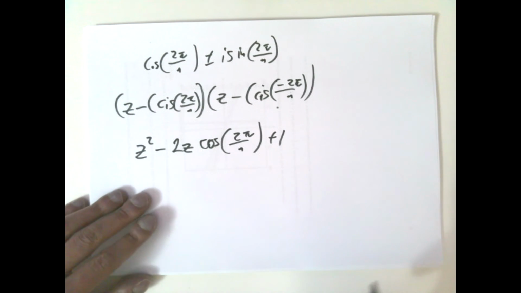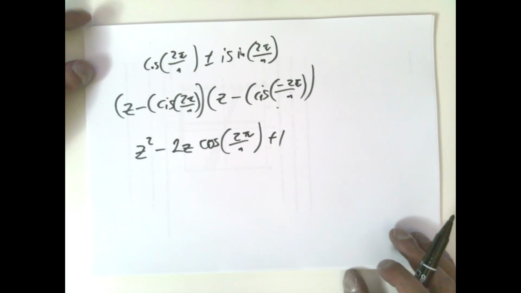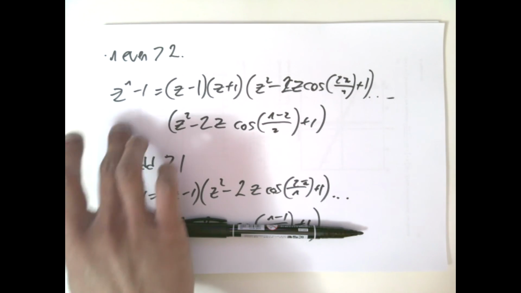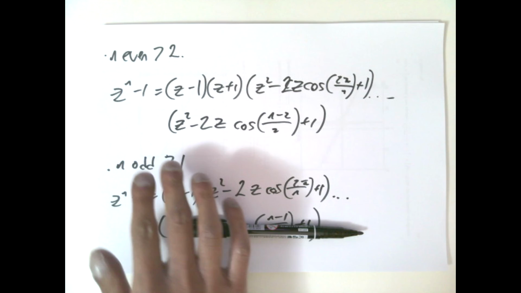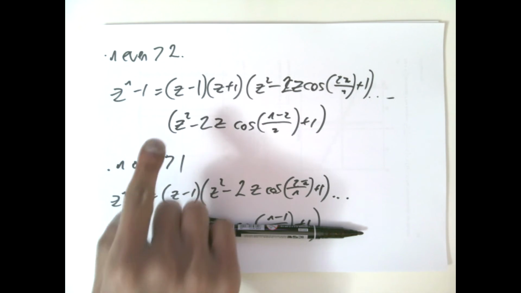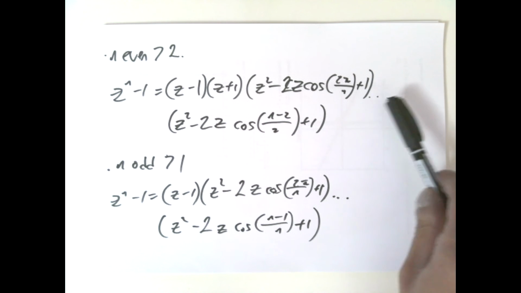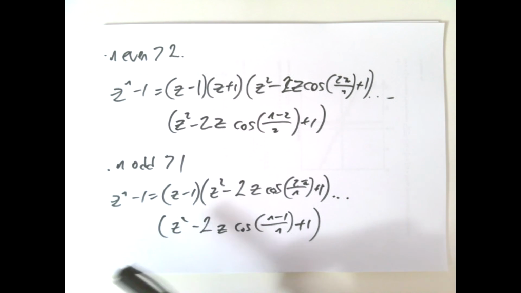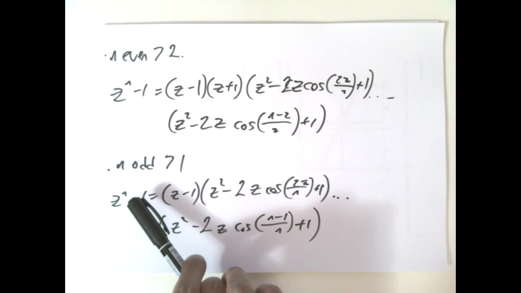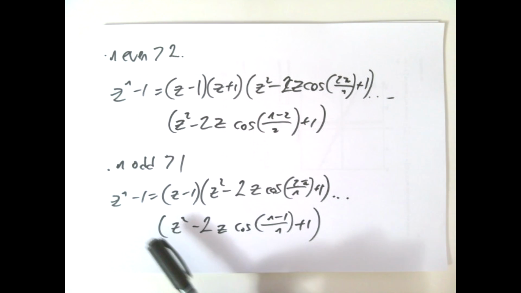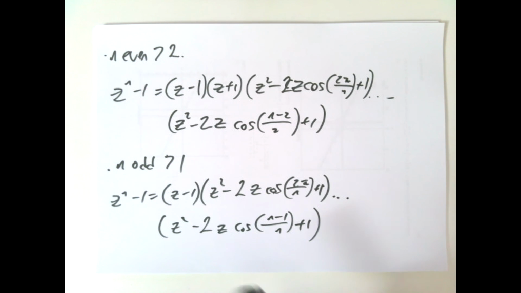So again, we get two possible situations. The two situations being when n is even and greater than 2, the factors come out to be z to the n minus 1 can be decomposed into z minus 1, z plus 1, and a product of all these factors. And if n was odd but greater than 1, z to the power n minus 1 can be broken into all these factors as well.